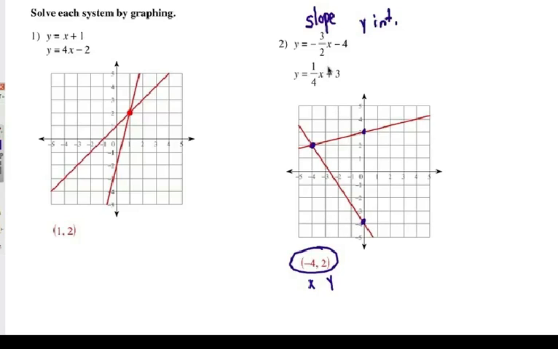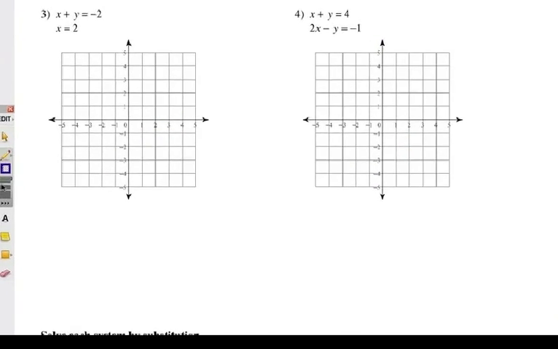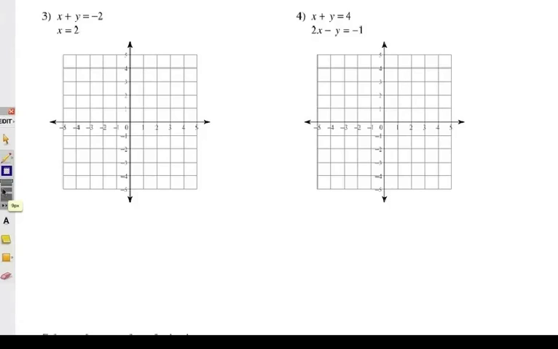All right, I have 2 more for you to try. All right, numbers 3 and 4, those are in standard form, so you can use the cover-up method to find the x and y intercept, or you can use some algebra and write it in slope-intercept form. That's up to you. But go ahead, in a few seconds I'll show you the answers.